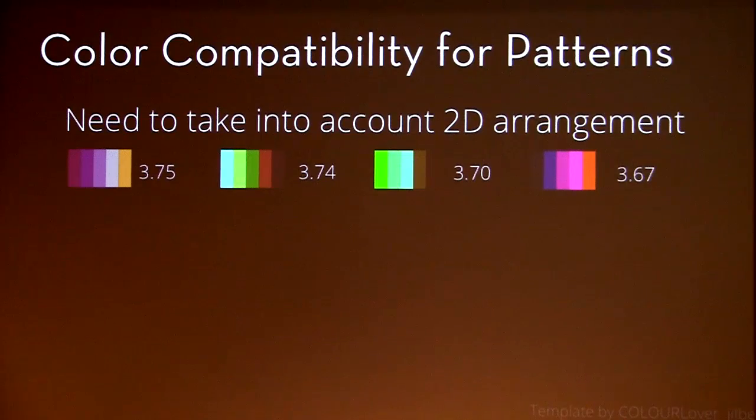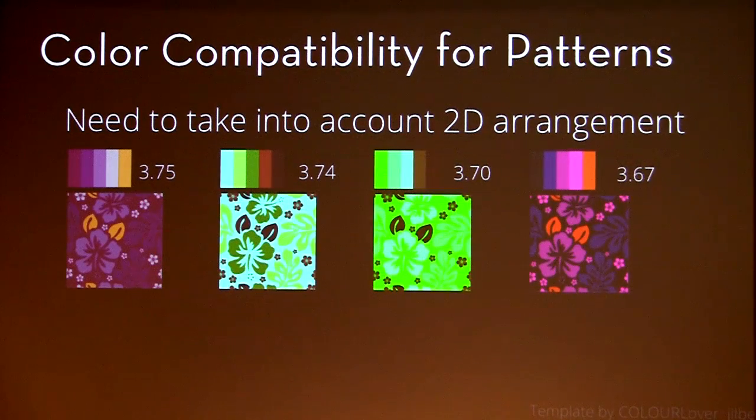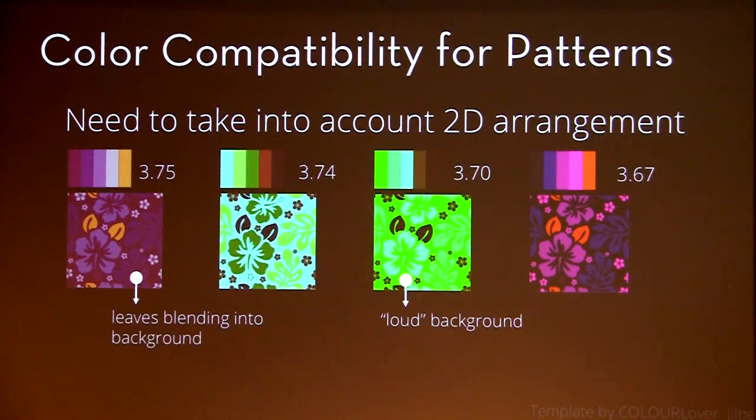However, when it comes to coloring in patterns, color compatibility should also take into account 2D spatial arrangement. For example, these are some highly rated color themes, which look good as 1D themes. However, when applied to 2D patterns, they can create some controversial colorings, where the foreground might blend into the background, or the background might be considered too loud or overly saturated.